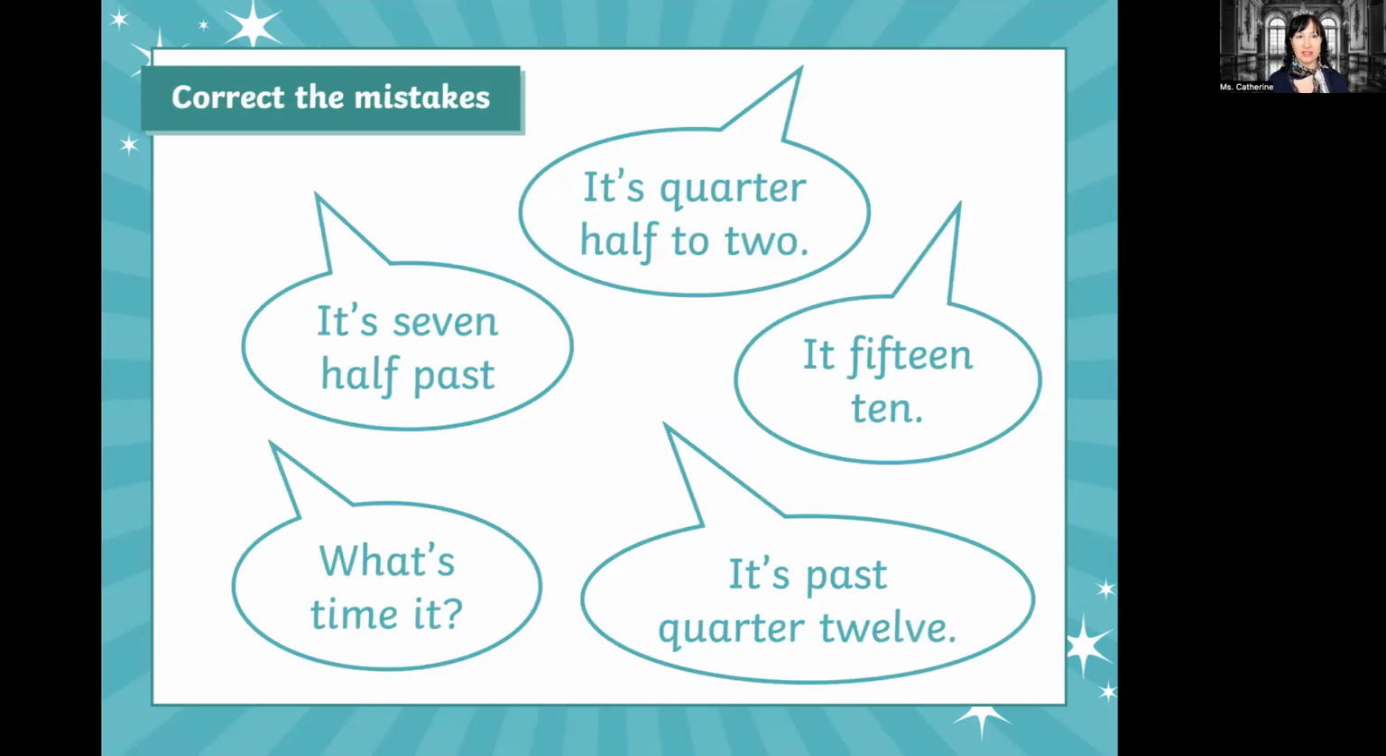Now correct the mistakes. Can we say it's 7:30? Can we say what's time? It. Can we say it's 1:45? Can we say it's 15:10? Can we say it's past 11:15? None of them. So they're all mistakes. So you have to correct them. Press pause. Okay, how did you do?